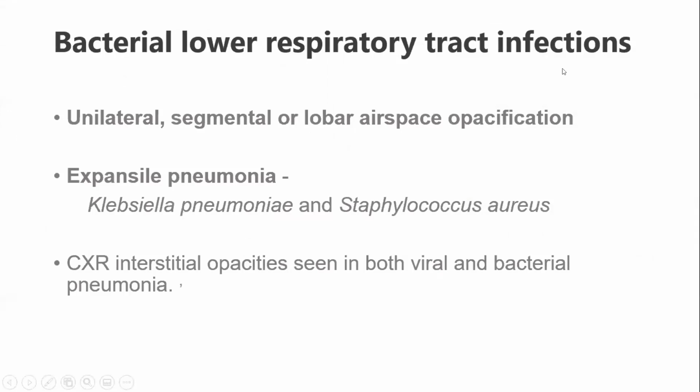Coming to bacterial lower respiratory tract infections, what you will see are unilateral, commonly segmental or lobar airspace opacifications or consolidations. Sometimes you see expansile pneumonias caused by Klebsiella or Staph aureus. But in early bacterial pneumonias, you may see interstitial opacities, but they are not specific for either viral or bacterial pneumonia. What you can say is that if you see interstitial shadows, there is an inflammation going on, but you can't say whether it is a viral or a bacterial infection.